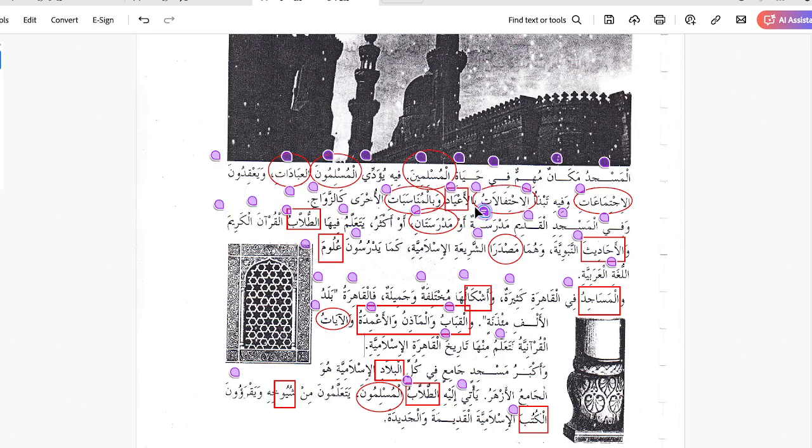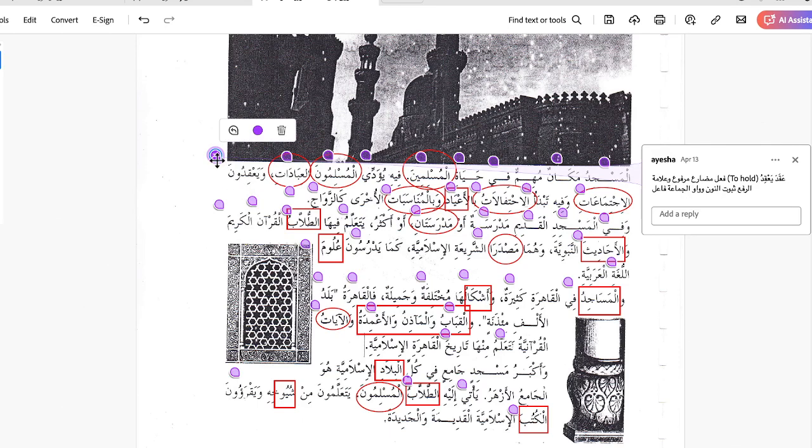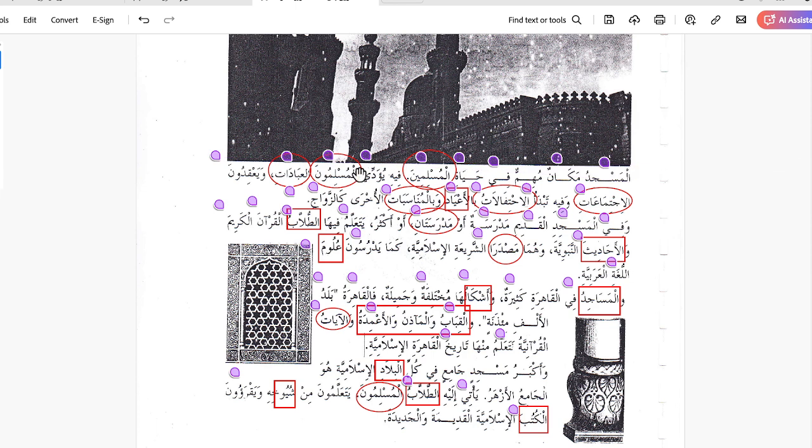Wa yakiduna al-ijtima'ati. Yakiduna is the fa'il here. Akada yakidu: fa'ilun mudari'un marfu'un wa alamatu raf'ihi thubutu an-nun. The waw is the fa'il here, and this is the verb yakiduna. Akada yakidu, they hold. They hold means the Muslims hold.